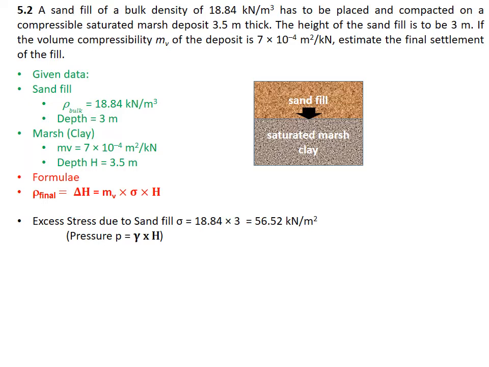So the ultimate settlement or the rho final or the delta H is 0.1385 meters. So generally the settlement value is a round figure or a number which can be easily written. So in this we'll just convert it into centimeters, or else you can convert it into millimeters.